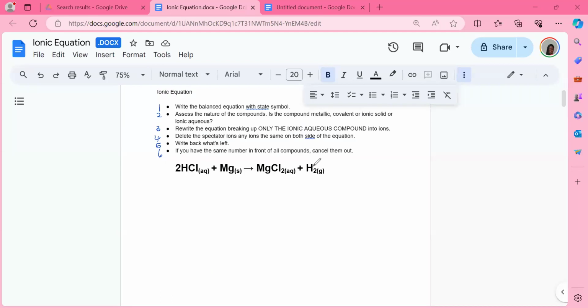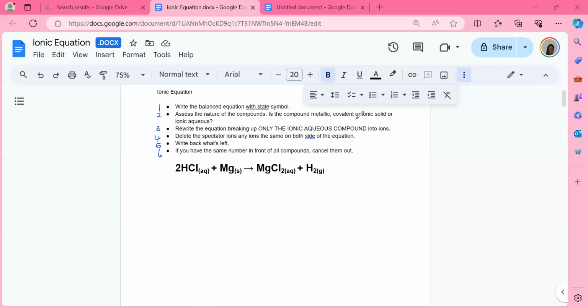So we have another balanced chemical equation that we're going to go ahead and convert to an ionic equation. So here we have hydrochloric acid reacting with magnesium to form magnesium chloride and hydrogen gas. So it's 2HCl, 2 moles of hydrochloric acid, reacts with 1 mole of magnesium to form 1 mole of magnesium chloride and hydrogen gas. So it says assess the nature of the compound.